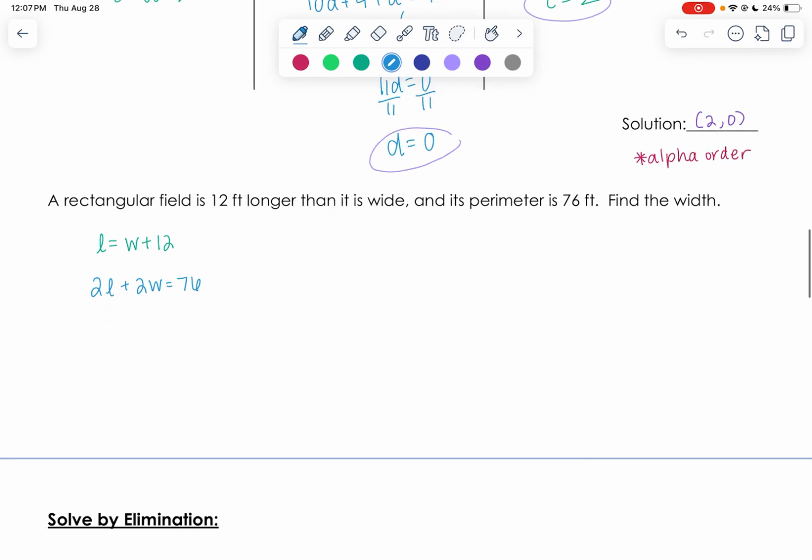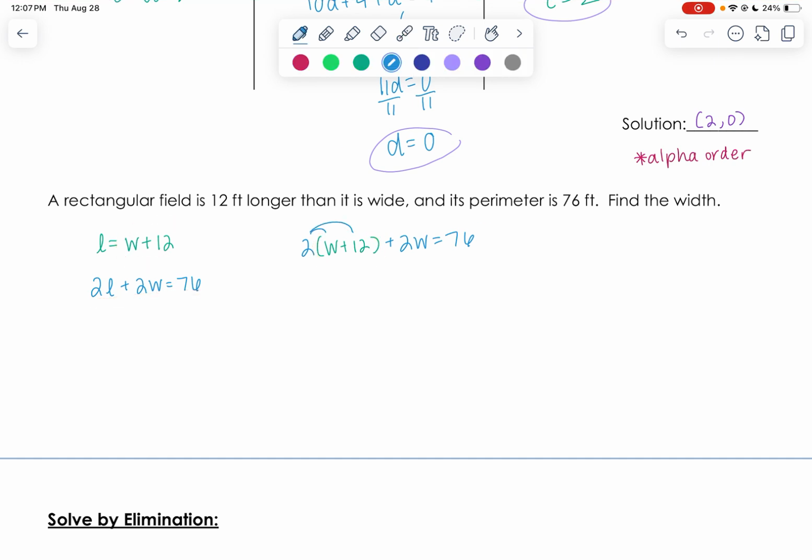And then find the width. Now, I wouldn't want to solve this by graphing. And they already did the first step for you by solving one of them, isolating a variable. So this would be a good one to solve by substitution. So I'm going to start here. But instead of L, they already told me that L is just W plus 12. And then I leave everything else the same. So that 2L plus 2W equals 76. But instead of L, now I'm plugging in W plus 12.